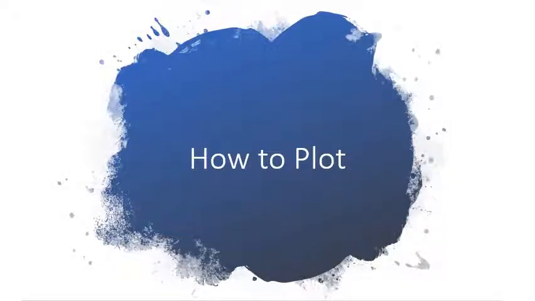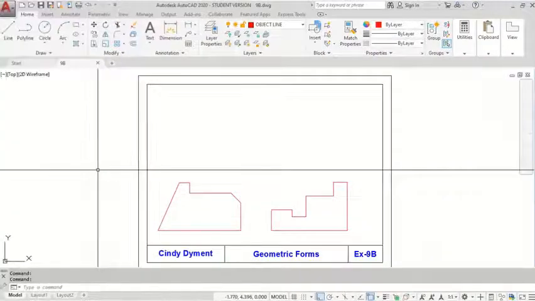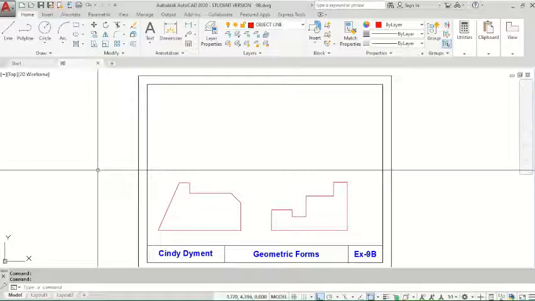This is a tutorial on how to plot from AutoCAD. Okay, we're going to use exercise 9A to see how to plot from our model space that we're in. So at the end of exercise 9A, there's a couple of pages that guide you through the plotting command, so I'll go through those with you.